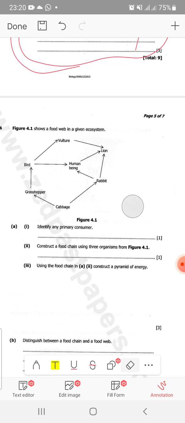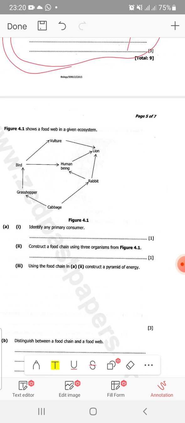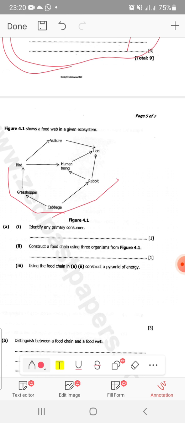If you don't want that one, you can also use cabbage, grasshopper, bird. You can use cabbage, rabbit, human being. What is important, the cabbage should always be there. This is because the cabbage or plants are the producers. They produce energy for organisms in an ecosystem.